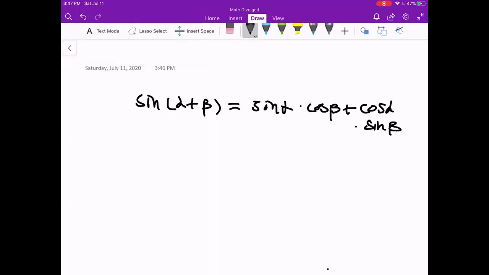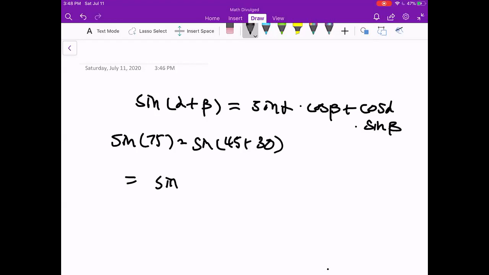So if you had something like, let's say you wanted to calculate sine of 75 degrees. This is equal to sine of 45 plus 30. So according to the formula, this would be sine 45 times cosine 30 plus cosine 45 times sine 30.